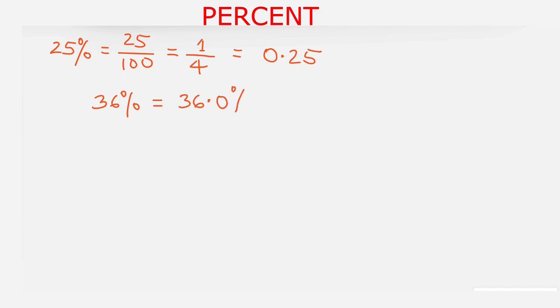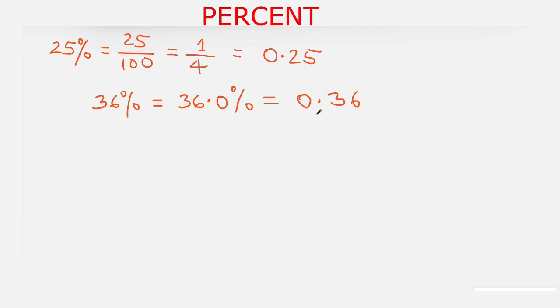36.0%. It is the same. So we have to shift the decimal towards left by 2 digits. So this becomes 0.36. And for converting decimal into percent, we have to shift the decimal towards right by 2 digits.